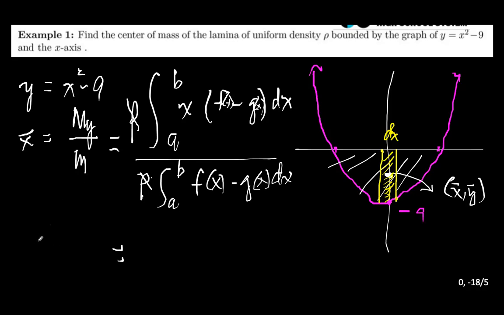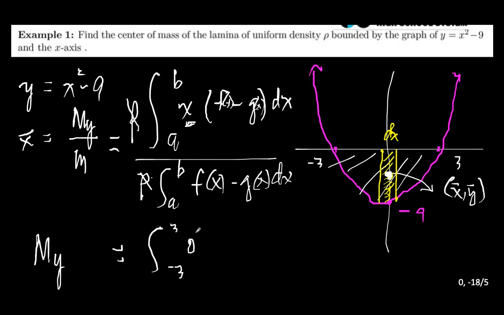So let's solve for the m sub y without the density, of course. How do we do that? This is the integral from negative 3 to 3. And our x here, since we are sure that this is the center because it's symmetrical, the distance of this rectangular representative is 0. So our x here is 0 because it's the distance of the point to the y-axis.